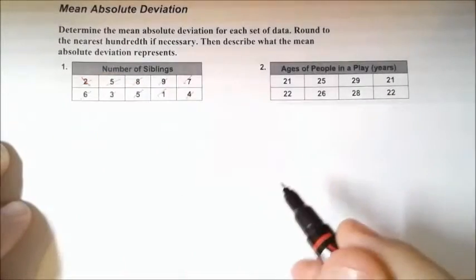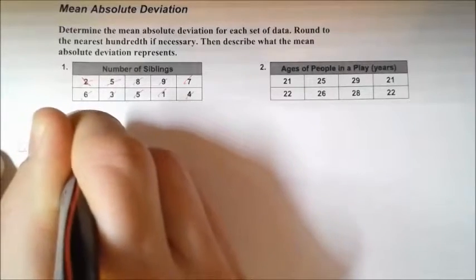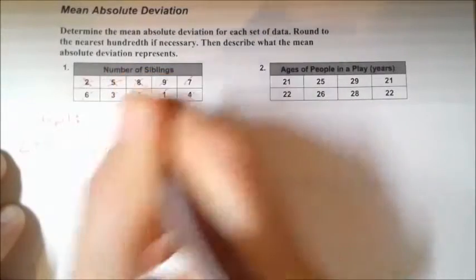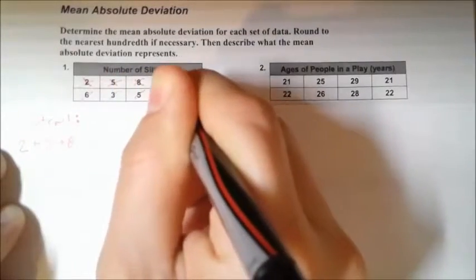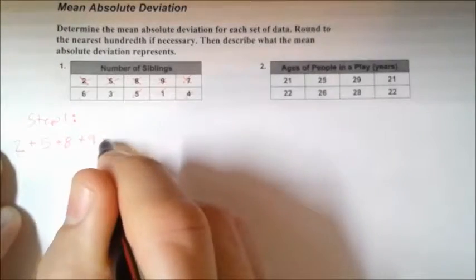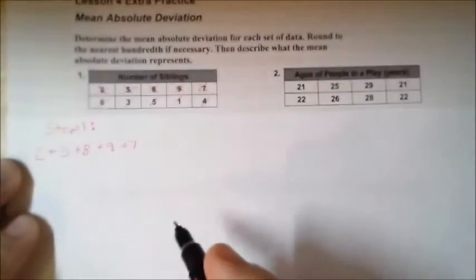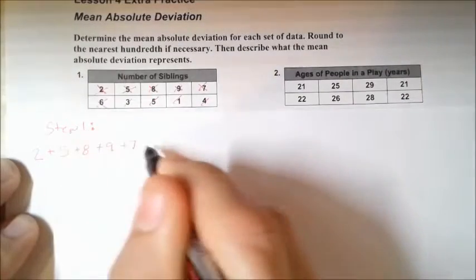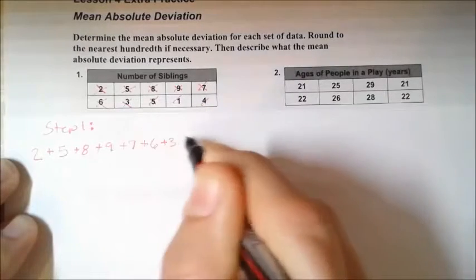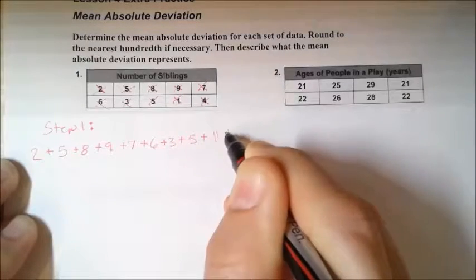So I'm going to make an X on mine as I'm doing them. For instance, I got 2, so I'm going to write 2, and this is step 1 on your notes, plus 5, plus 8, plus 9, plus 7. I'll move this over just a little bit, refocus. Plus 6, plus 3, plus 5, plus 1, and plus 4.